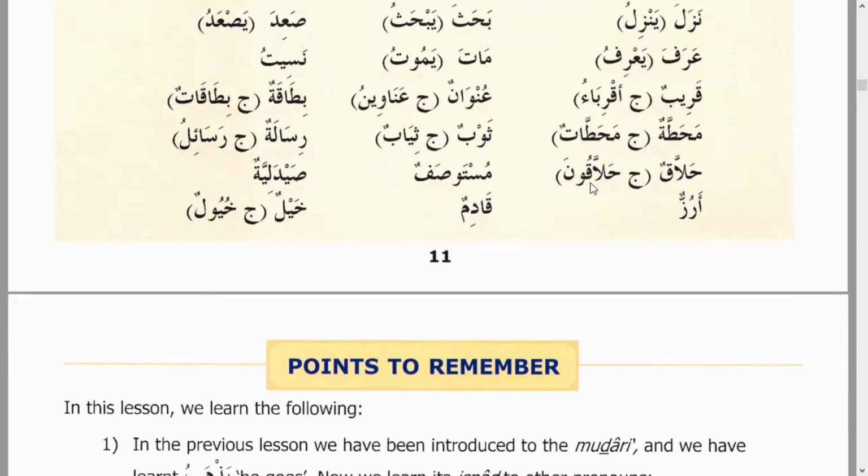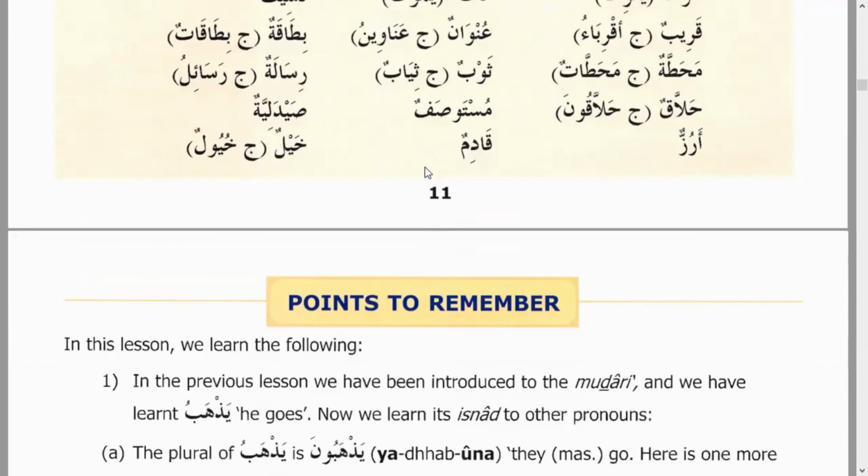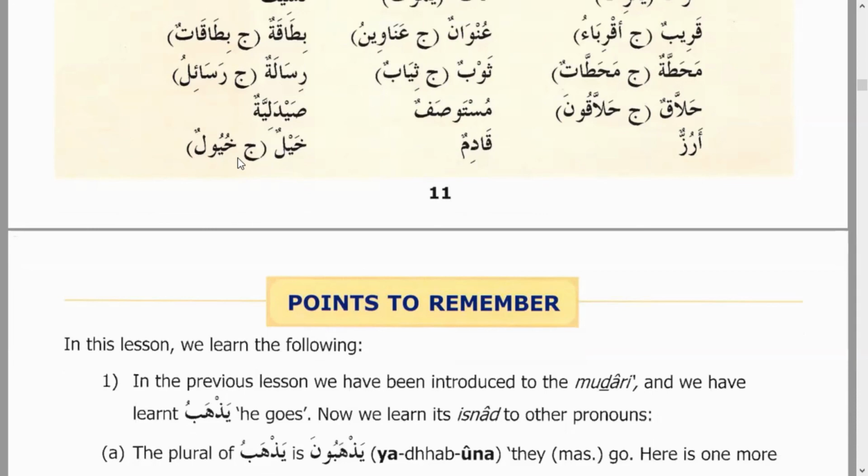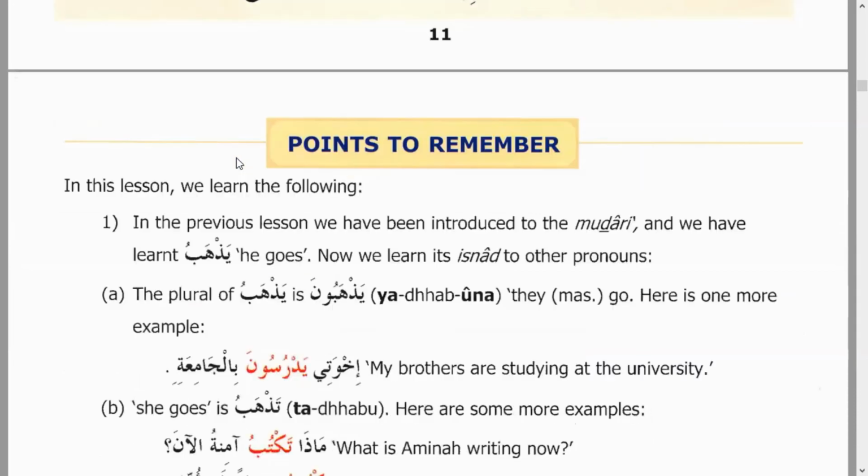Hallaqun, hallaq is a barber, right? Mustashfa is a clinic. Saydiliyatun is a pharmacy, medical hall. Aruzun, rice. Qadimun, coming. Khaylun, khuyulun, horse. Horses have many names, yeah. Hisanun, khaylun. Khayl also means one horse. The plural is khuyul. Khuyulun, horses.